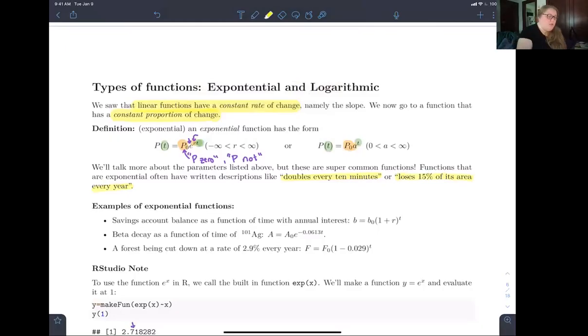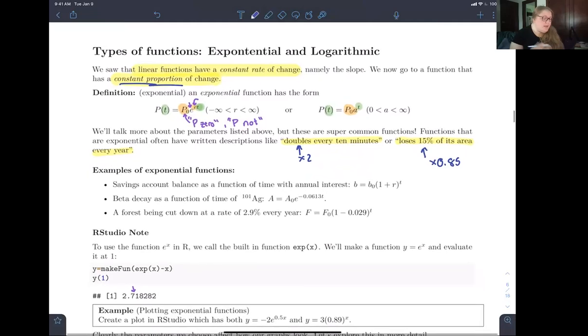Both of these have something to do with a multiplicative factor. What we mean by that is talking about doubles. That's like ×2, right? Or loses 15%. Well, what you're left with is 85%, right? So maybe times 0.85 every time, not growing by a certain amount, but changing by a multiplicative factor. That's the constant proportion, which we'll talk about.